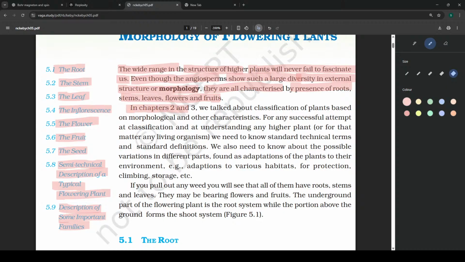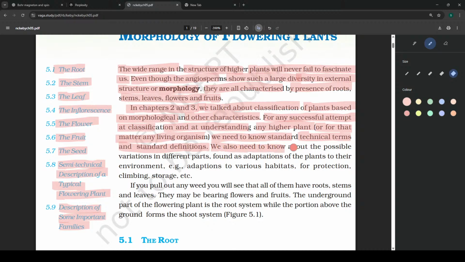In chapters 2 and 3, plant kingdom and biological classification, we talked about classification of plants based on morphological and other characters. For any successful attempt at classification and understanding any higher plant, or for that matter any living organism, we need to know standard technical terms and standard definitions. Whenever we want to classify any kind of organism or plant, we need to know standard definitions about certain parts of that plant, and we need to know the specifics of that organism. Otherwise, we can't classify them.